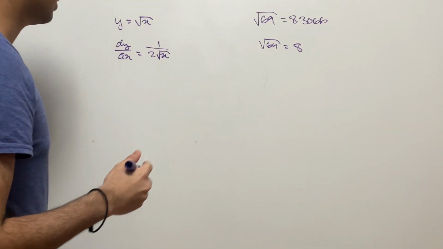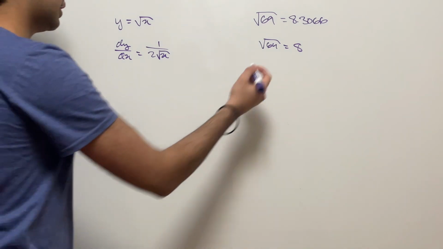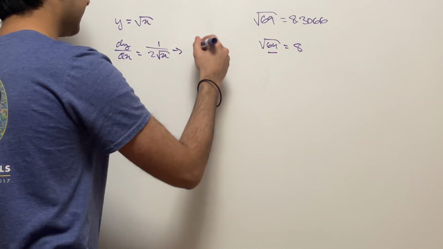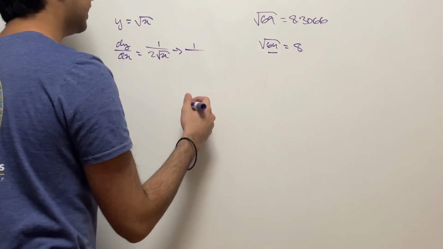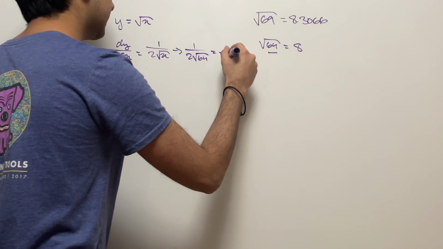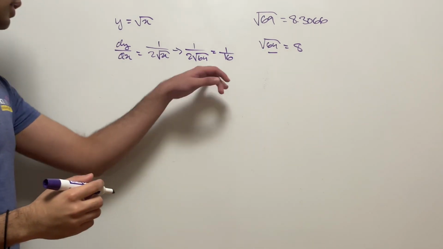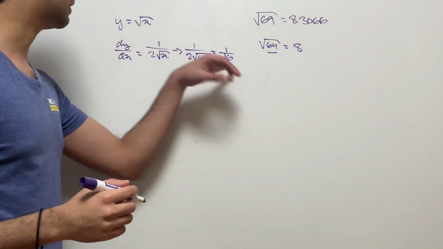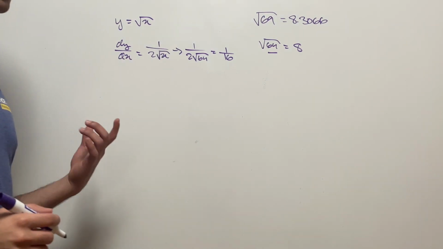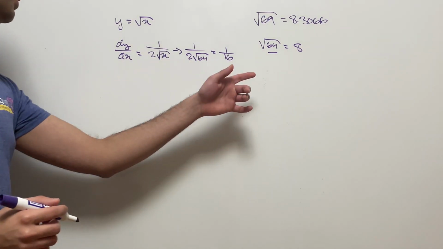So when x is equal to 64, this is the x value that we know, dy/dx, or the slope of the tangent line to the curve, is 1 over 2 root 64, which is equal to 1 over 16. Because root 64 is 8, 2 times 8 is 16, and 1 over 16. So the slope of the tangent line to the curve at x equals 64 is 1 over 16.